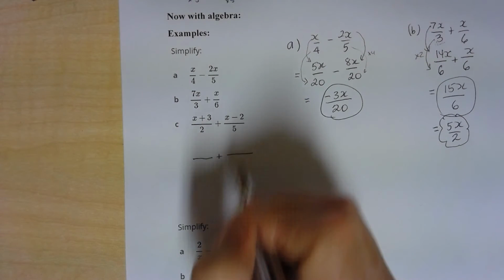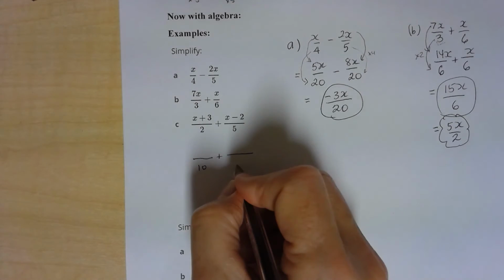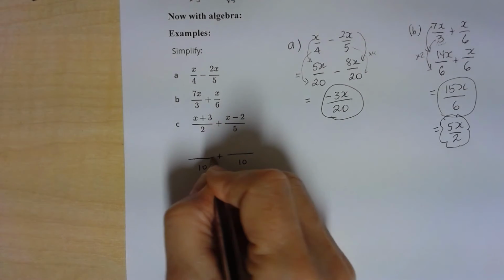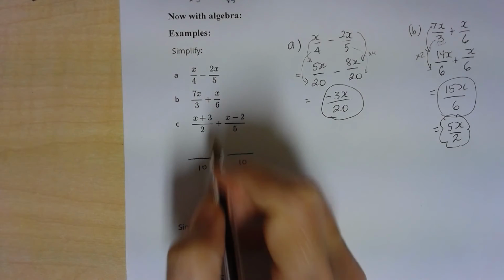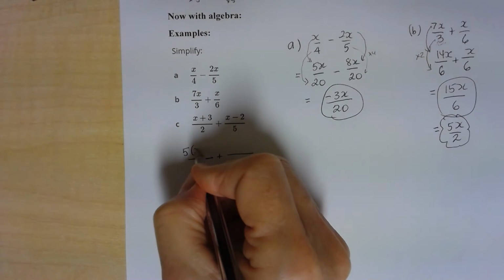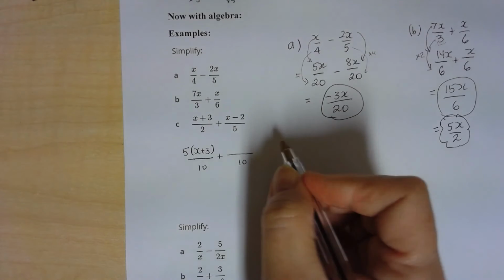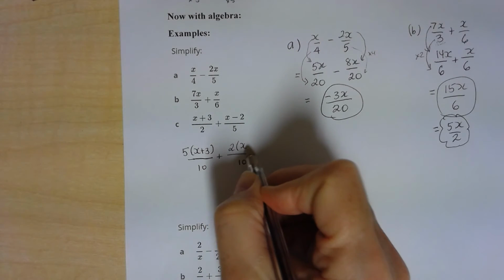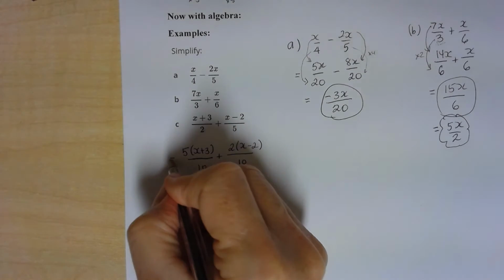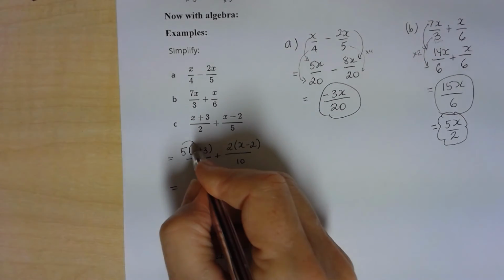Okay, I'm going to do C right under where it's written. This is the only one that's a little bit hard. I pick 10, because it's 5 times 2. Then I multiplied this by 5, so I have to multiply the top by 5, but I have to put this in brackets. Same on this side. I multiplied this by 2, so I have to put this in brackets. So there's an extra step where I'm expanding.